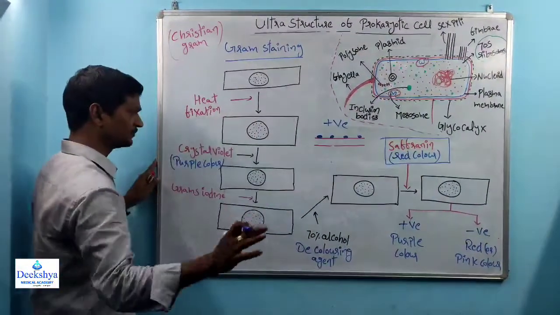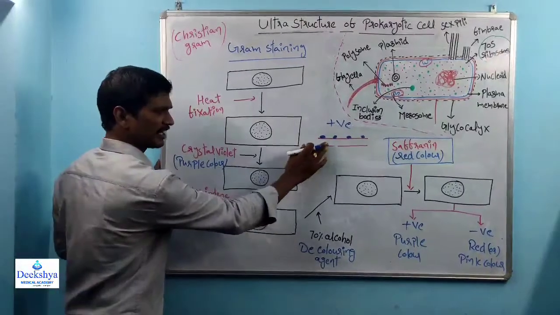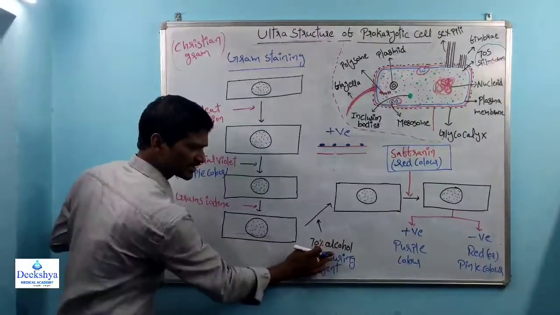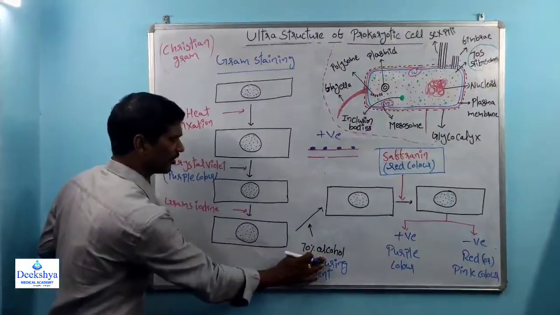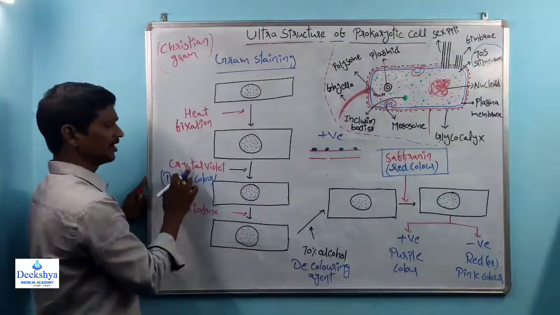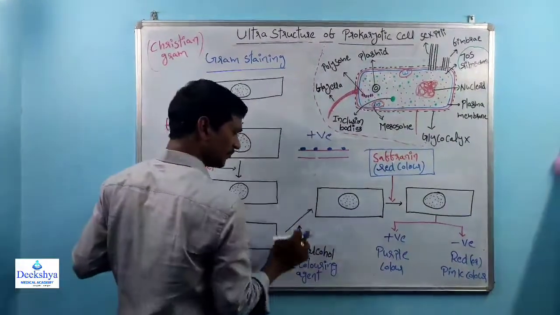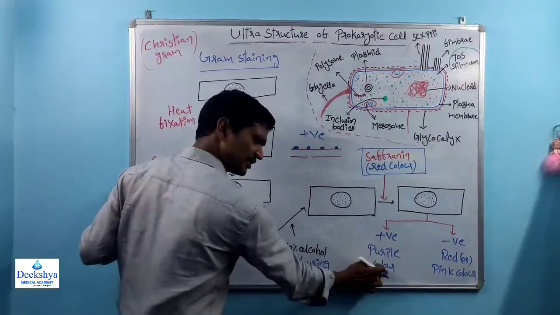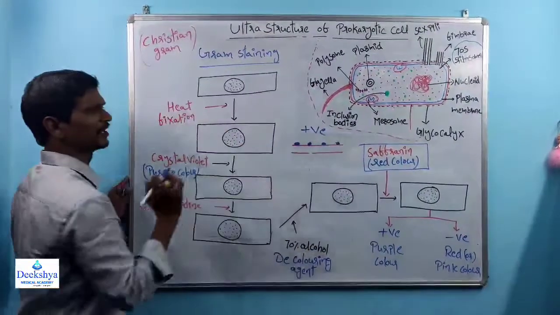Remember, gram-positive bacteria have a thick cell wall. Thick cell walls are not destroyed by the alcohol. Thick cell walls are already bound with crystal violet. Crystal violet color is purple. Gram-positive bacteria color is purple. So that is a simple explanation.